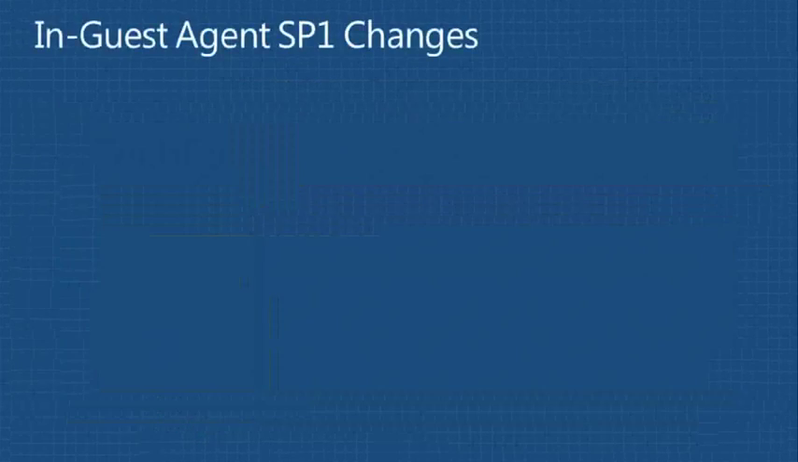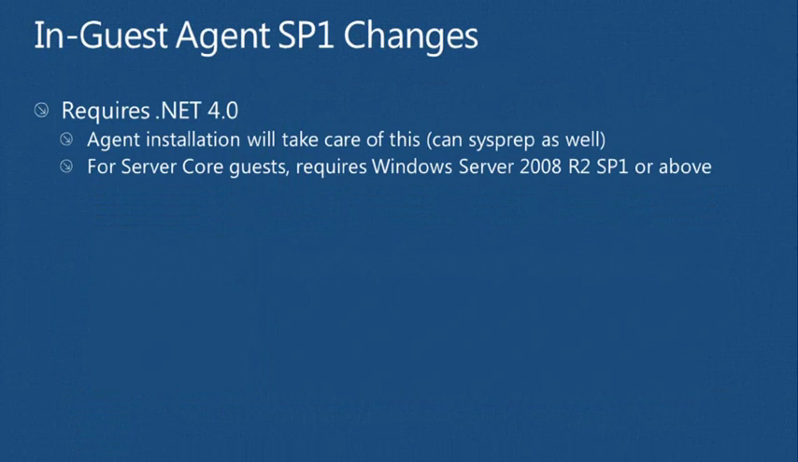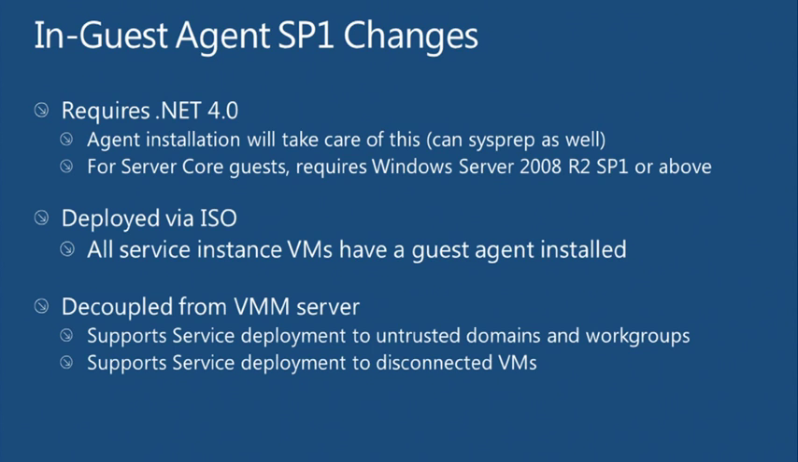So we went through deploy. We're going to come back to that. I want to move on now to talk about some SP1 changes in our guest agent. So in 2012 RTM, that's the first time we introduced this agent and the first time we introduced these types of features, right, for in-guest deployment, in-guest configuration. And we had a few constraints that were associated with services in 2012 RTM. So number one was the VMM server actually communicated directly with our in-guest agent through WSMan.